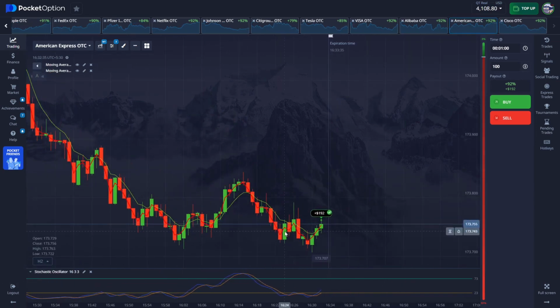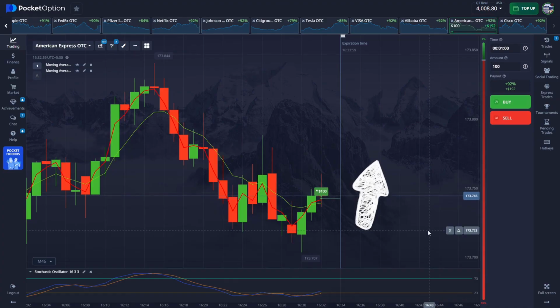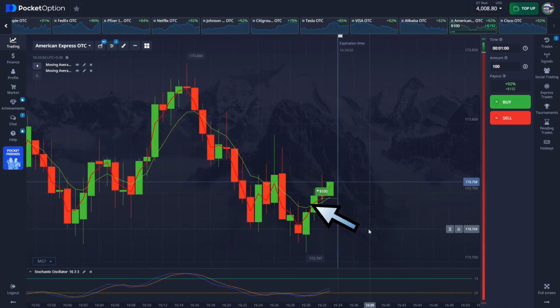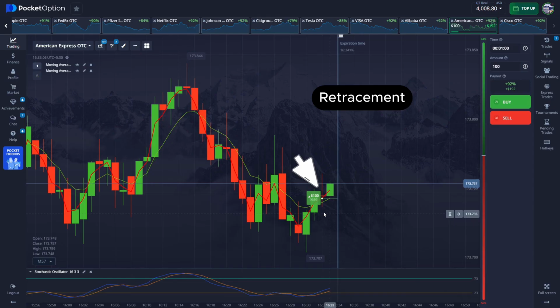I think we should take a trade on the same market only. Yes, we can take a trade. Here, we have taken a trade for upper direction. As you can see on our previous trade, the moving average lines crossed each other in upper direction, and here you can see a red candle is formed, which we can treat as a retracement candle.